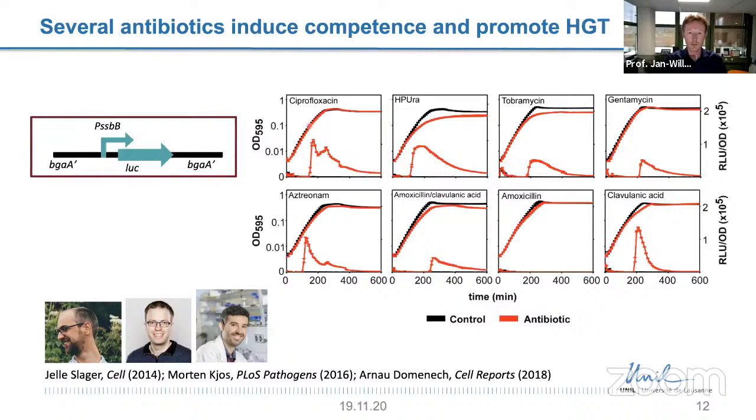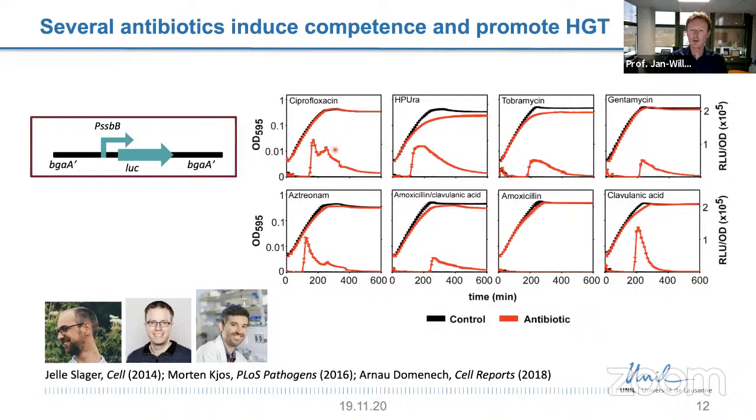Here you see the growth. This is, for instance, ciprofloxacin at sub-MIC concentrations. When cipro is not present, they do not become competent, but in the presence of this antibiotic, they become competent. And we found basically 3 different mechanisms by which certain antibiotics can induce competence.